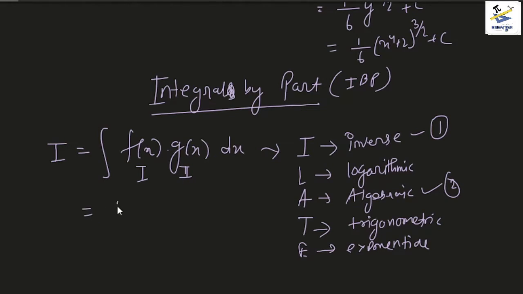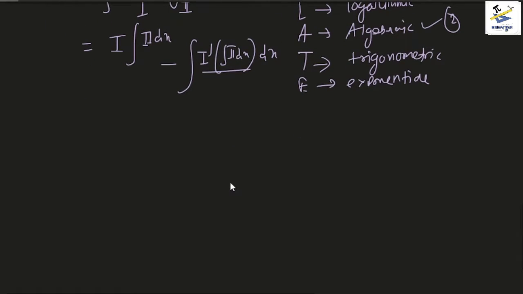Then what it gives you is function 1 times integral of function 2 dx, minus integral of derivative of function 1 into integral of function 2 dx, and the integration of this whole. So this is how it works. You take the first function and you multiply it by the integral of the second, and you subtract from it the integral of the derivative of the first function into the integral of the second function.